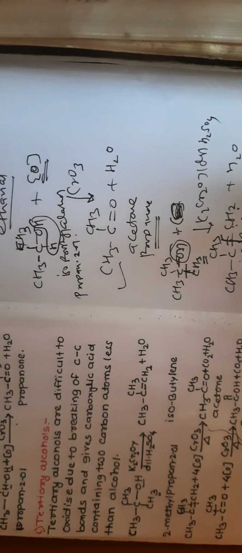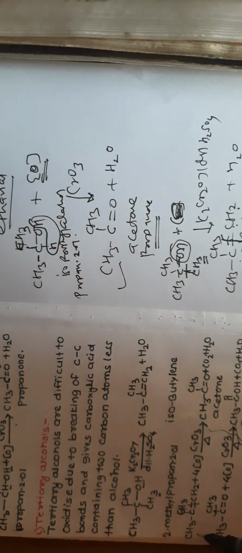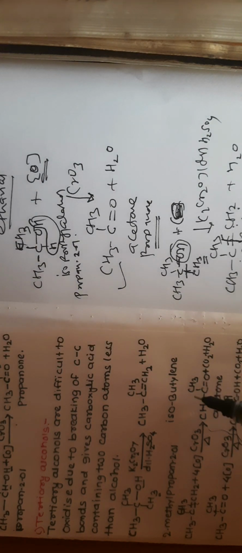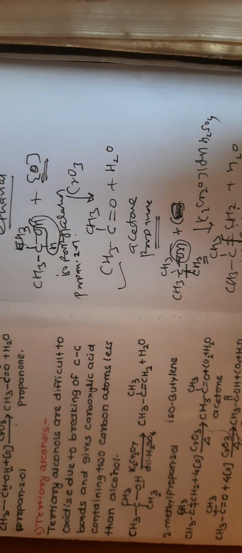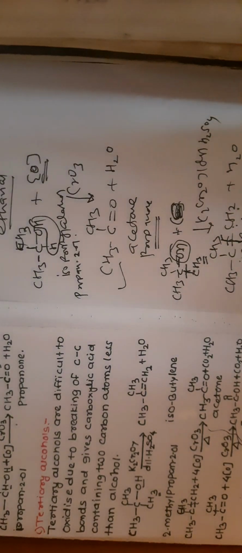It gives, you have to write the balance. I have taken here the reaction: CH3 C double bond CH2 plus 4O from CrO3 gives CH3 C double bond CH3 plus CO2 plus H2O. In this way we will get here acetone or propanone.